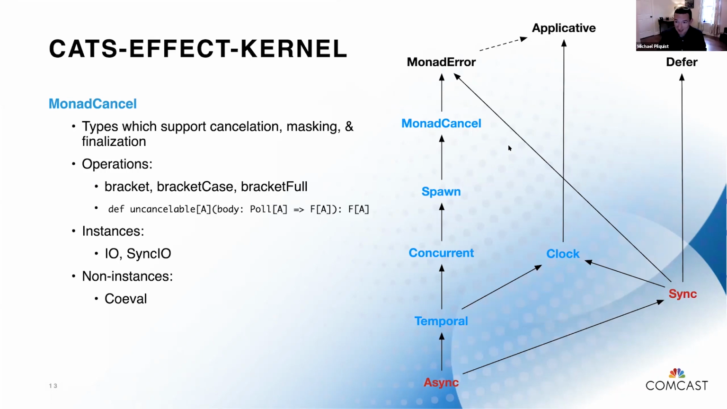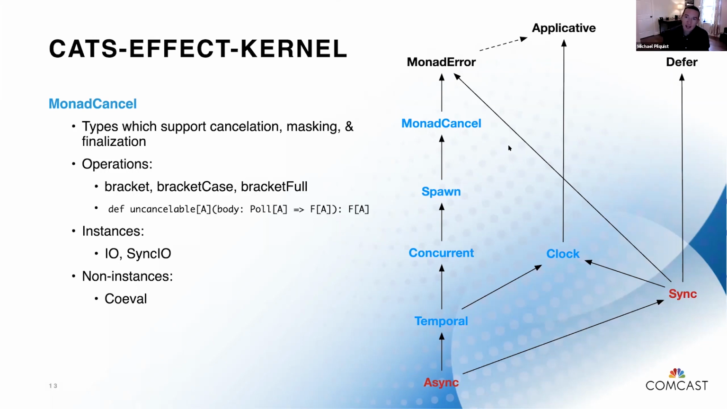Things do change. And so since I've done these slides, we've gotten rid of this one line in the center that goes from Clock up to Applicative. But at least in spirit, that line still exists, if not in reality. And so it's still accurate enough that it's useful to walk through. The place I want to start is MonadCancel.